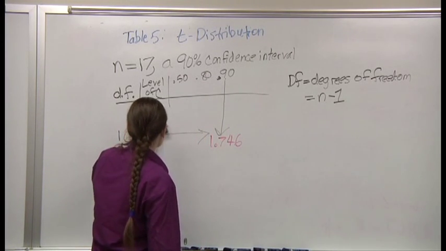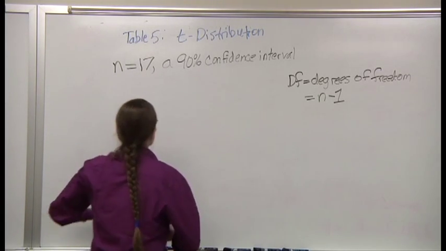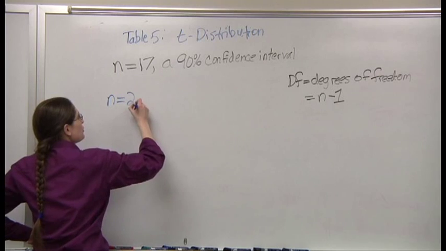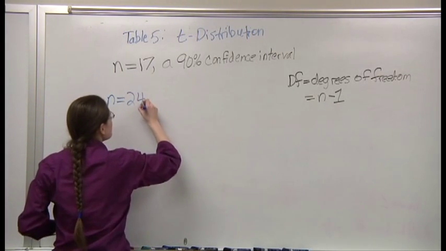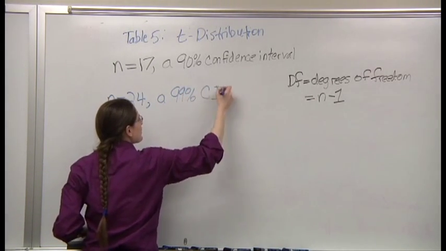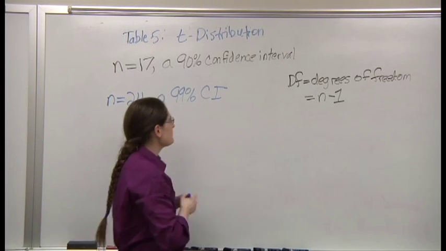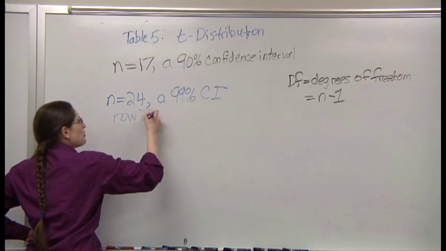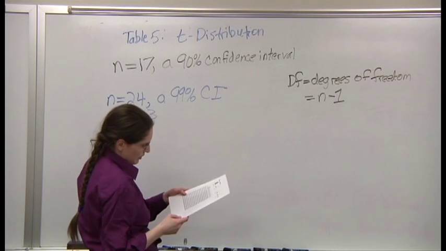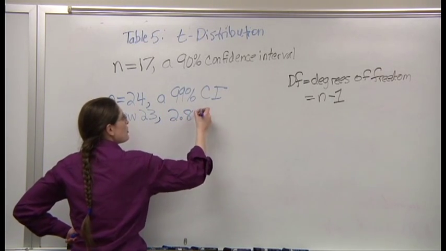Let's try that again. Let's say n equals 24, and I want to make a 99% confidence interval. So I'm looking in the 0.99 column in row 23, because it's always n minus 1. So what's in that row in that column? 2.807.